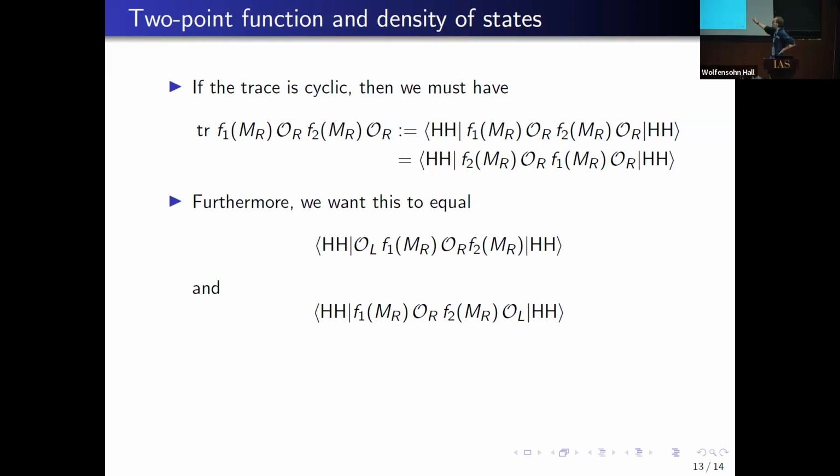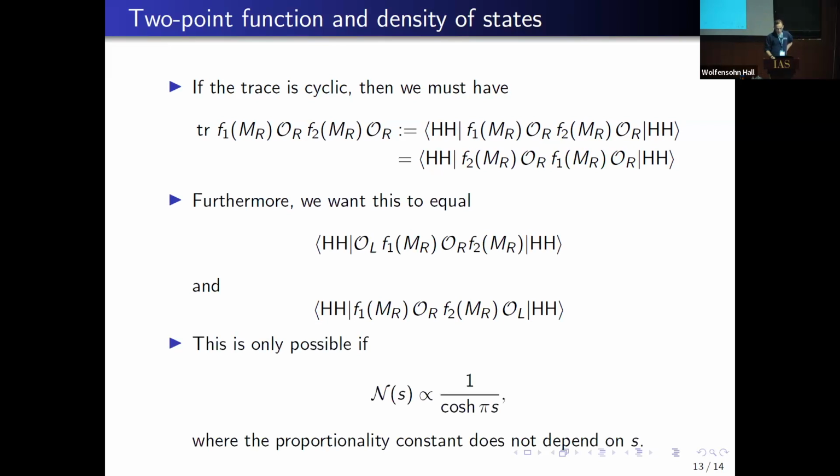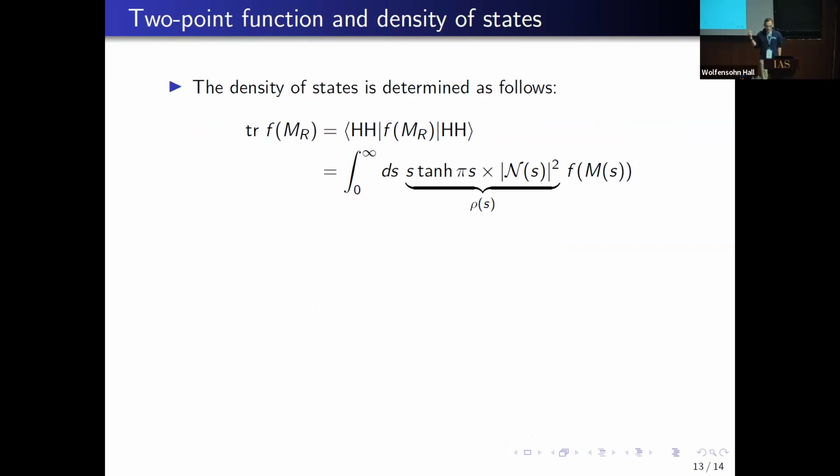Likewise, we would also like to be able to compute this by inserting one OR on the right and one OL on the left. And of course, the order of inserting OR and OL shouldn't matter. Now, given the formulas that I've presented to you, the equality of all these things is not manifest, but it ends up being true if and only if this normalization function I've discussed before is equal to 1 over cosh pi s. So now the Hartle-Hawking state is completely fixed by the requirement, well, basically by symmetry and the requirement that it furnishes a trace, which I've checked for the 2-point function.